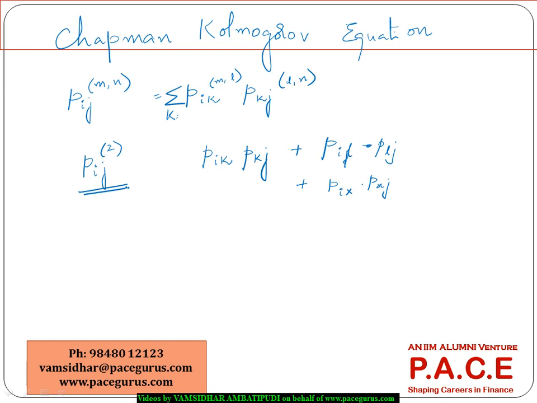So this kind of an equation, one thing which we have to be clear with, is what we call a Chapman-Kolmogorov equation, wherein we are looking at going from I to J as nothing but a summation over going from I to K and then from K to J within that specific time period.